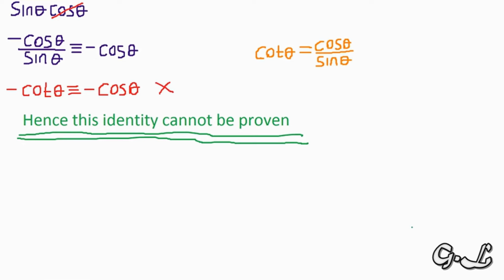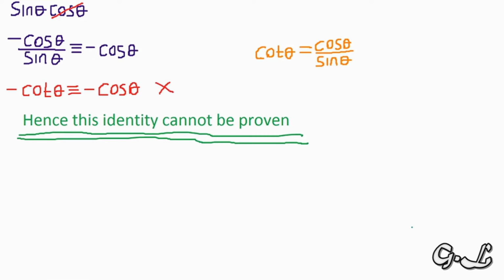So now let's try to figure it out. Can this question be proven? Have we made a mistake somewhere, or it's just the way it is? Can this actually be proven or not? So proving that this identity cannot be proven.